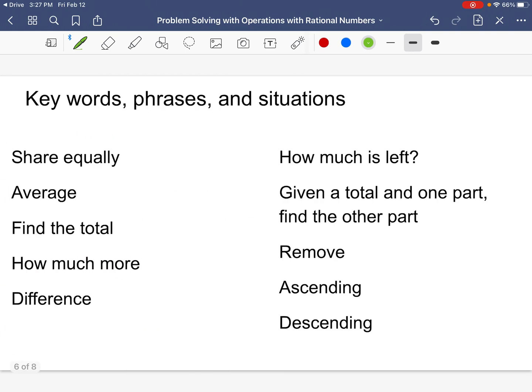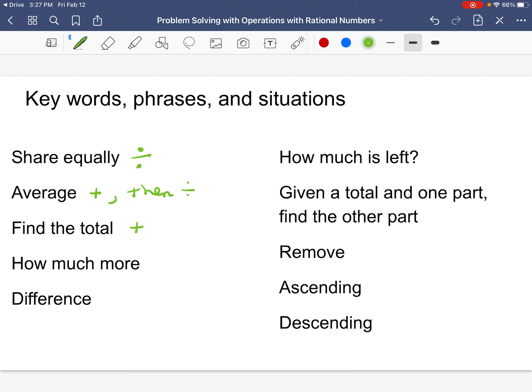So keywords and phrases and situations to look for can help you decide whether to add, subtract, multiply or divide. If you're sharing equally amongst a group of people or amongst a number of boxes or something, you would divide. If you're finding an average, you'll add all the items and then divide by the number of items. If you're finding the total of something, you add them all up.